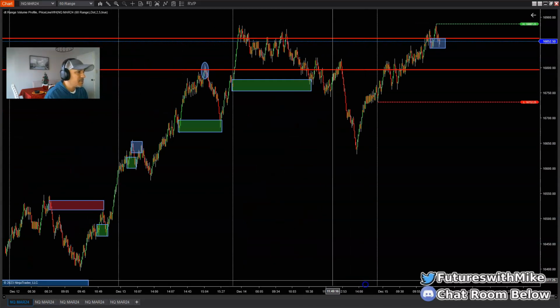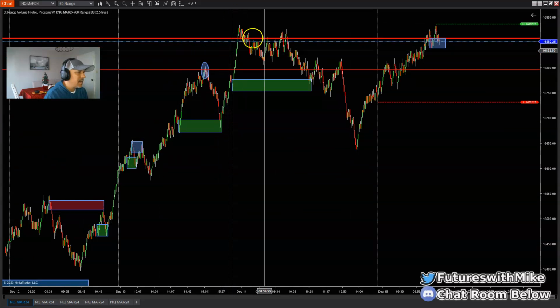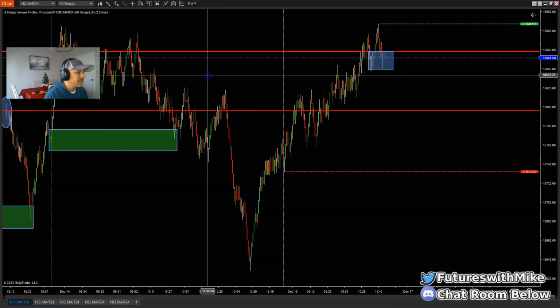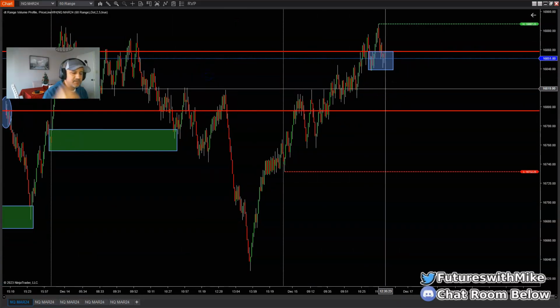Kind of following the structure of the market, where it's made a high, higher low, high, higher low, and then it even broke the sessional high over here from yesterday. So just following the structure of the market is all I'm doing.